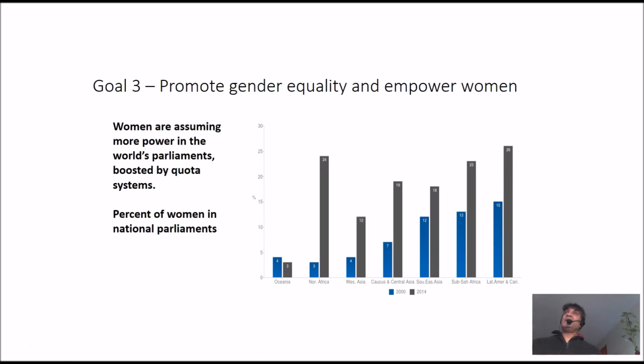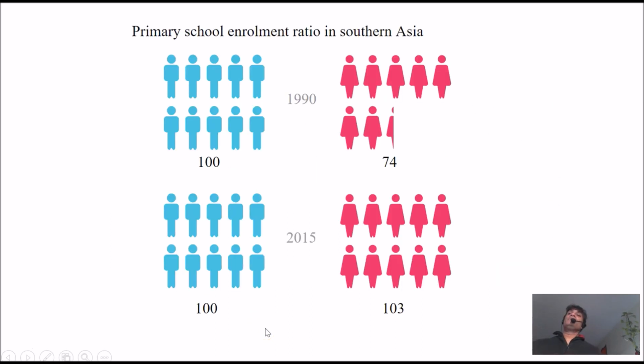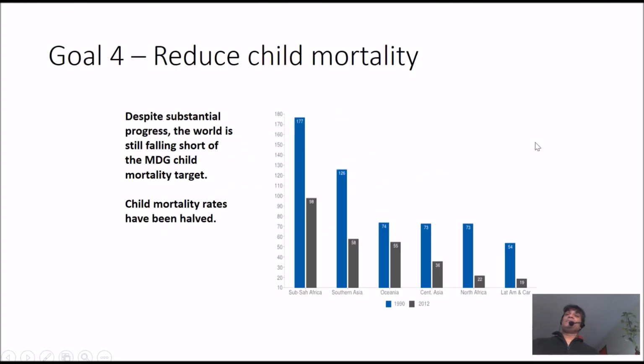Maybe not in terms of income, maybe not in terms of economic opportunity, maybe not in terms of domestic violence. I don't know. Maybe, maybe not. But these data only show the percent of women in parliament. This data shows us the school enrollment for boys versus girls, going from 1990 to 2015. And again, the girls have really upped their game.